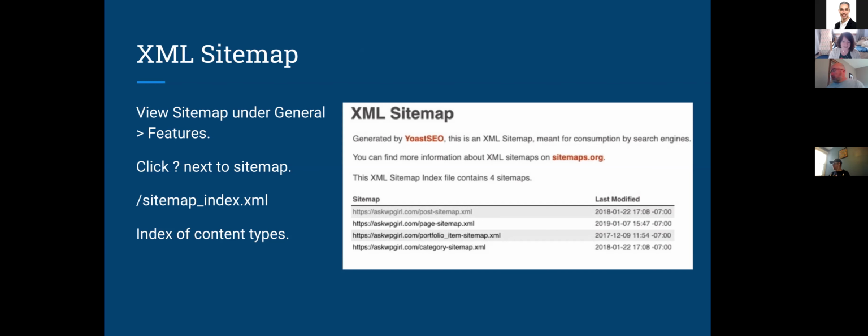So the XML sitemap is an index of a few different sitemaps grouped by the type of content. In this example, we have post, page, portfolio item, which on my site is like my client stories, and then category. So there's an index of all the categories on my site.